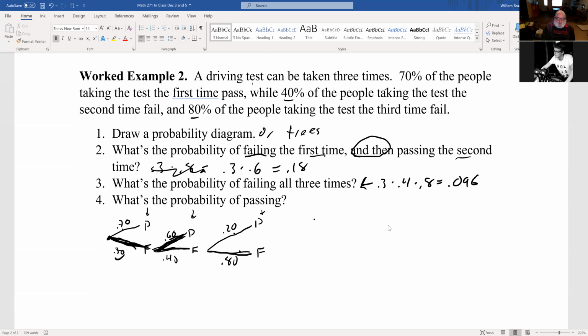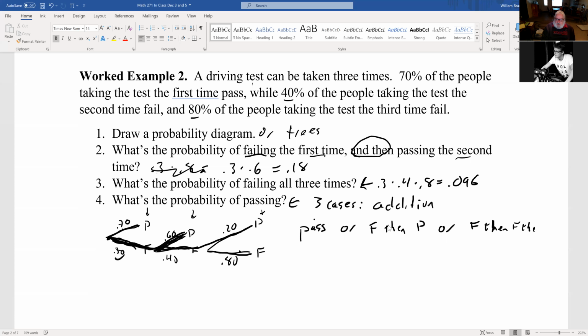Okay, what's the probability of passing? Well, there are 3 cases here. And keep in mind that cases are addition, right? So sequence is multiplication, cases are addition. What are my 3 cases? I could pass the first time, or I could fail and then pass, or I could fail, fail, and then pass. Right? So those are the 3 cases.